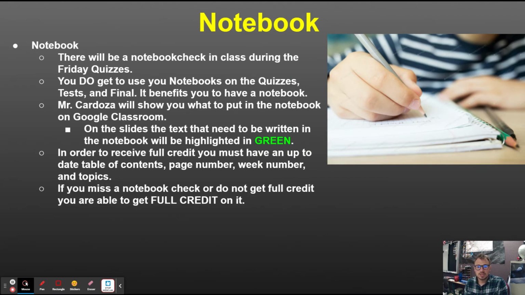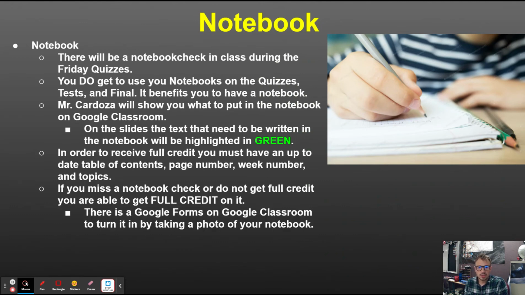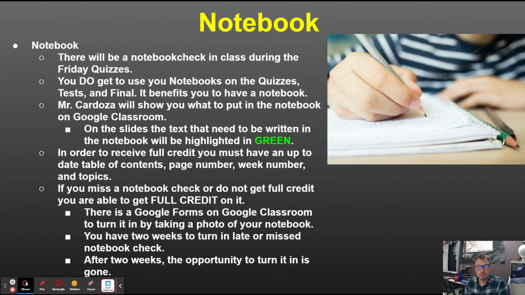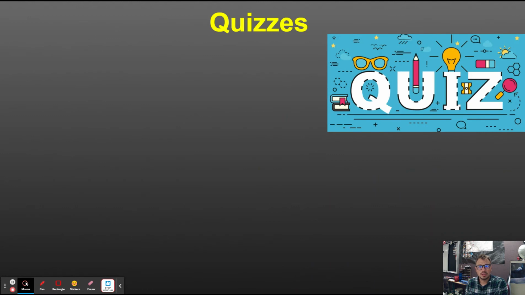If you miss a notebook check or do not get full credit, you are able to get full credit on it. There is a Google Form on Google Classroom to turn it in by taking a photo of that notebook. You have 2 weeks to turn in a late or missed notebook check. After 2 weeks, the opportunity to turn it in is gone. But like I said, it benefits you to have that material in your notebook because you do get to use it on quizzes, tests, and the final. And only written notebooks, no digital notebooks.